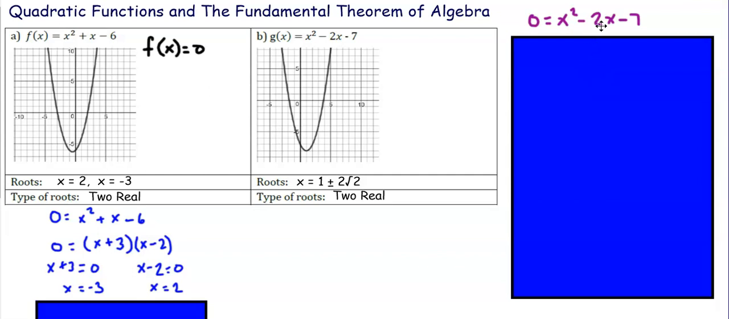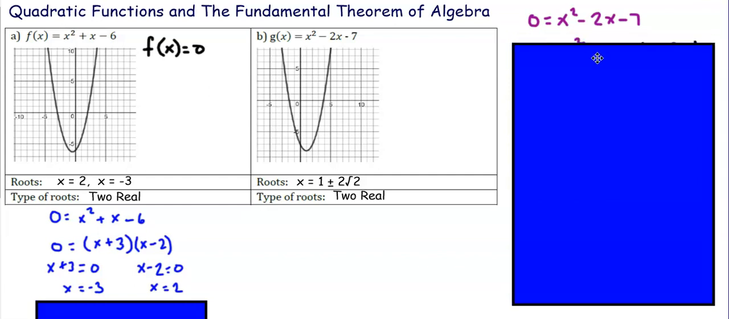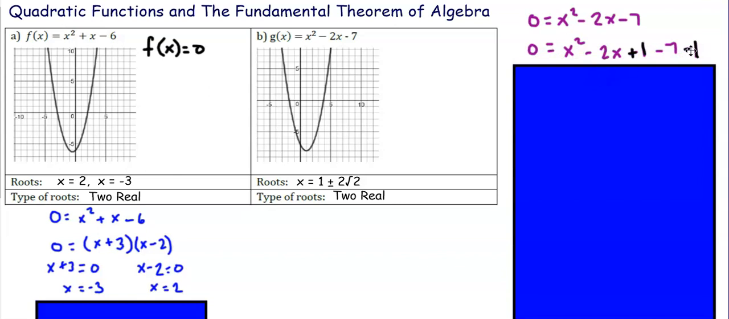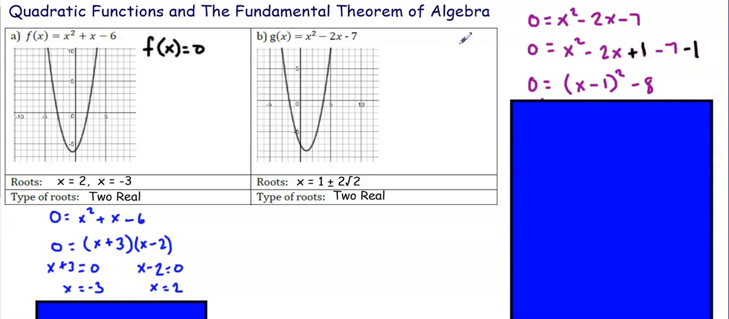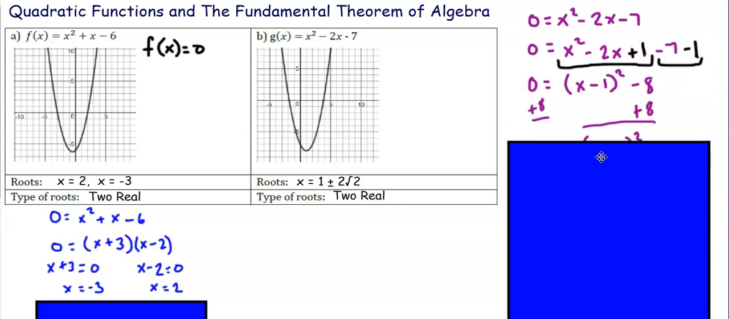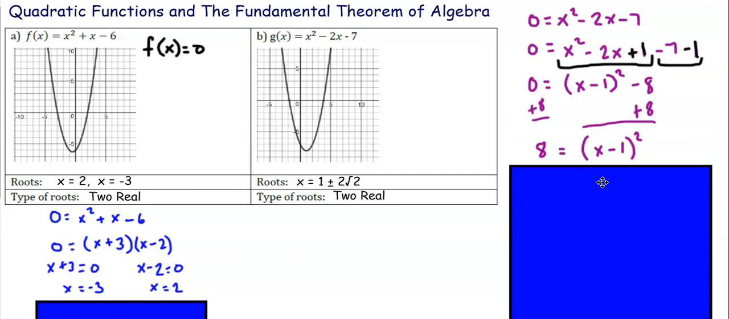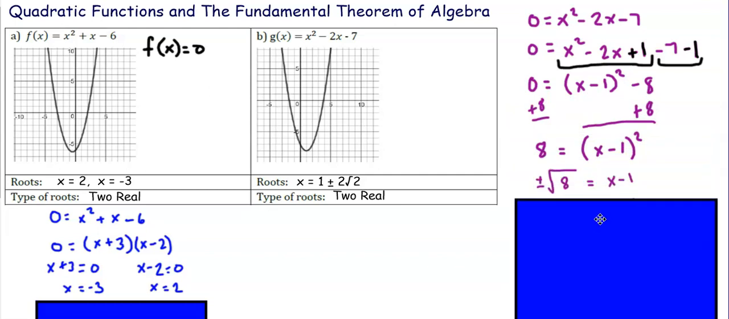To complete the square, I'm going to take half of b. Now b is -2. I'm going to take half of b and square it. So half of -2 squared is +1. I'm going to add +1, but I'm also going to subtract +1 because I don't want to change the balance of the equation. My next step is to factor this part and get x minus 1 squared, and then I combine -7 minus 1 to get -8. Then I'll add 8 to both sides, and then take the square root of both sides of my equation.